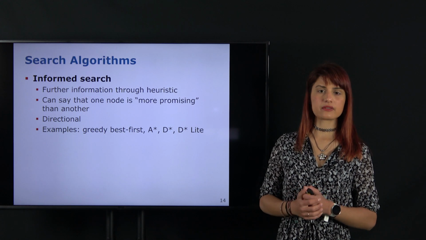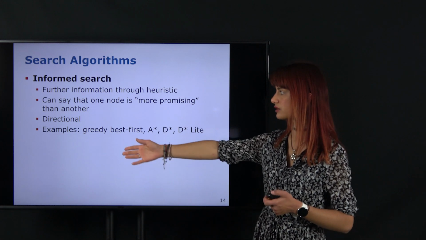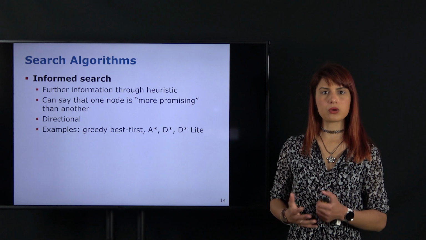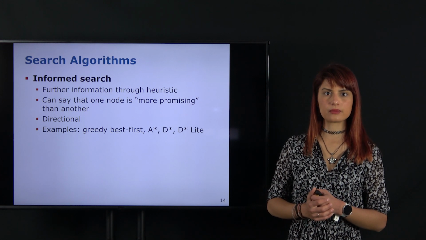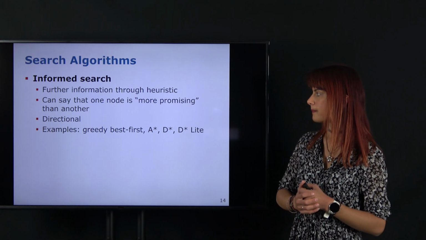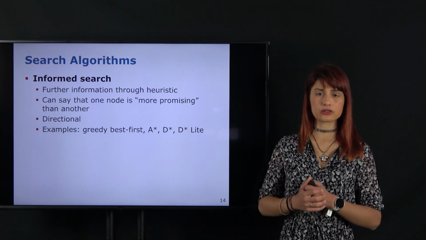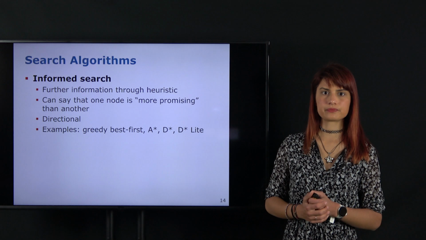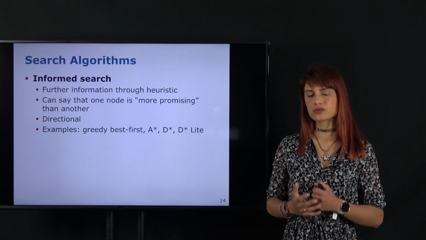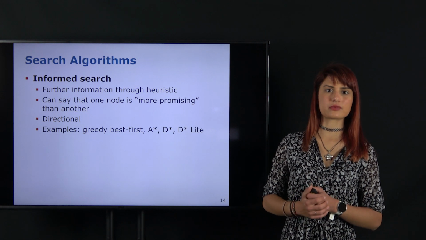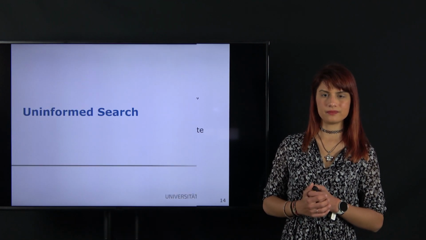Some examples of informed search strategy are the greedy best first strategy, A-Star, which is a very popular search algorithm for path planning, and also D-Star and D-Star Lite, which are especially designed for dynamic environments. With those preliminaries in place, let's move on to discuss uninformed search strategies.